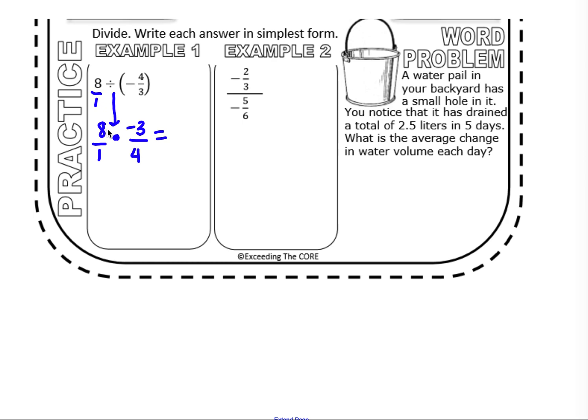All right, so now we are ready to multiply straight across. Some people like to cross cancel. You certainly can. You don't have to. So 8 over 1 times -3 over 4. I'll do it both ways. So I'll multiply straight across first. 8 times 3 is 24. Different signs, answer's negative. So -24. 1 times 4 is 4. -24 divided by 4. That goes in evenly. It's a -6.